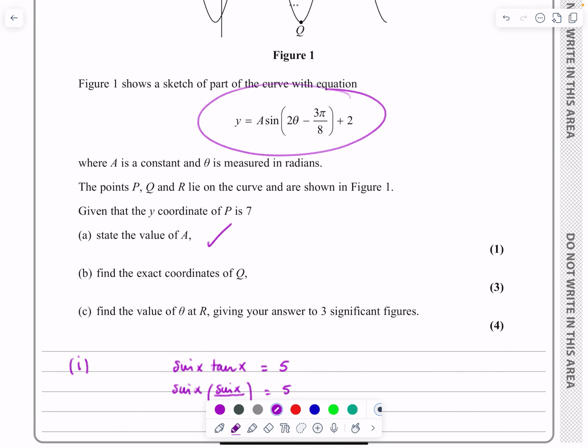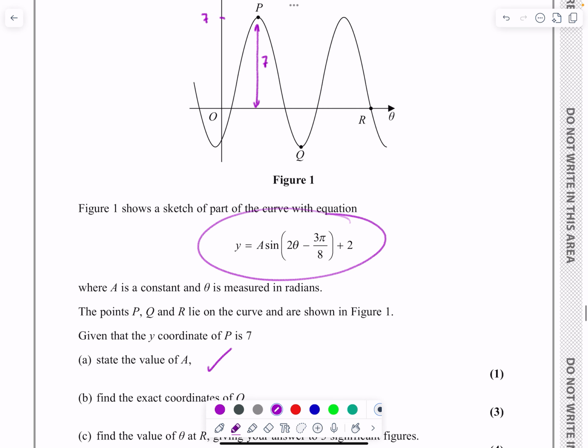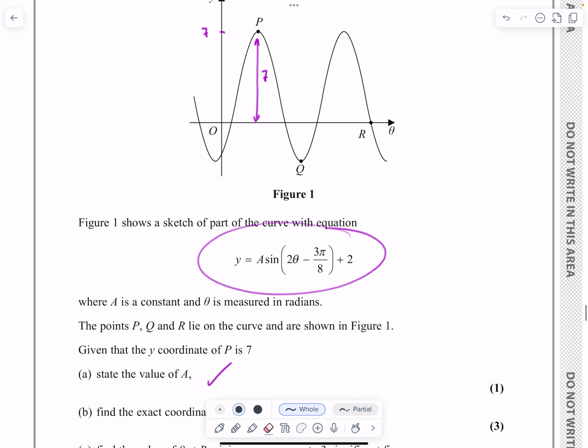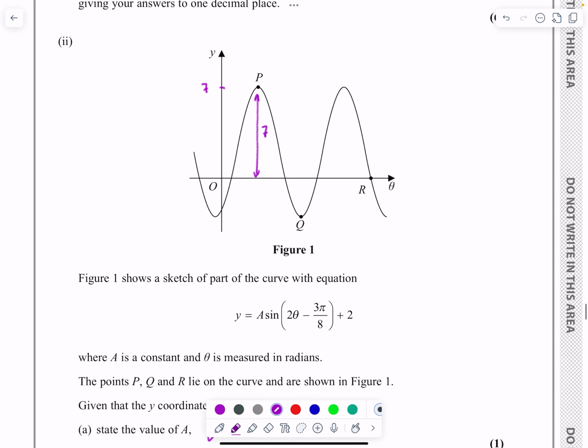Perfect. What else does it tell me about this graph? It tells me, can I now find the exact coordinates of Q? Okay, so again, let's have a look at the graph here. So Q is a minimum value, one of the minimum values that I've got.